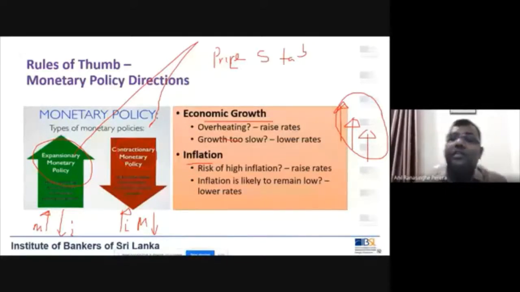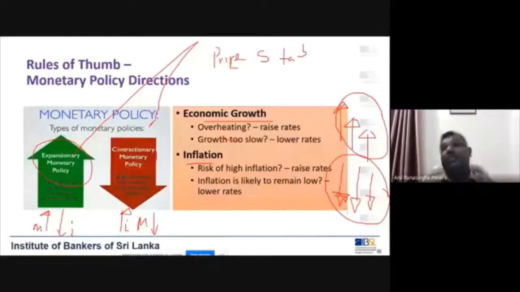Opposite, let's say the growth is very slow, it's going down, and the central bank wants to give some boost to the economy because inflation is also low, and as a result, the central bank can reduce interest rates. So this is called expansionary policy or relaxed monetary policy. Sometimes you may have heard these terms also. Tight policy means contractionary. Relaxed policy means expansionary. Central banks are using these by looking at growth and inflation.